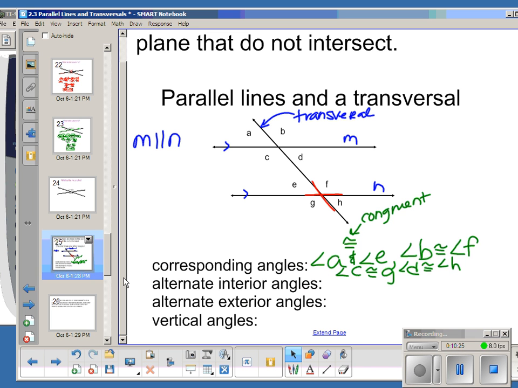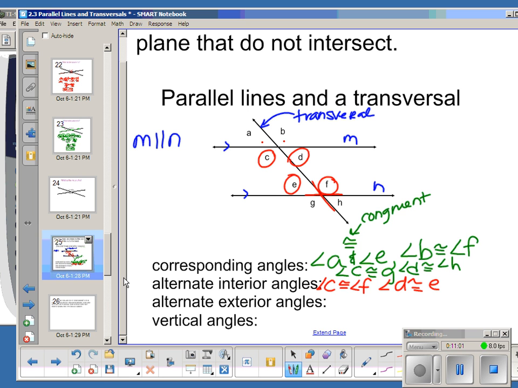Next, we're going to look at alternate interior. So just break it down. Alternate means on opposite sides of the transversal, and interior means on the inside of the parallel lines. So C is on the inside of the parallel lines, and its alternate interior angle is F. So that must mean that angle C is congruent to angle F because they are alternate interior angles. There's one other pair, see if you can find it. Angle D is congruent with angle E because they're alternate interior.